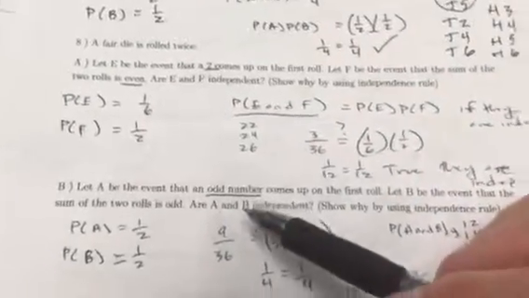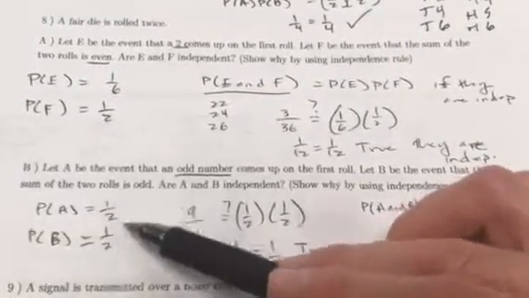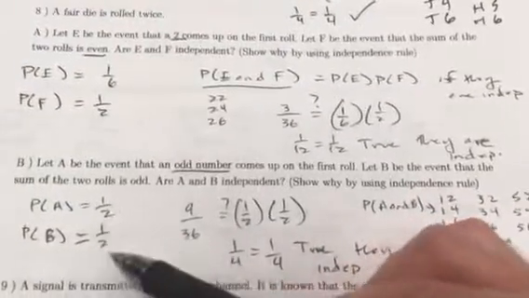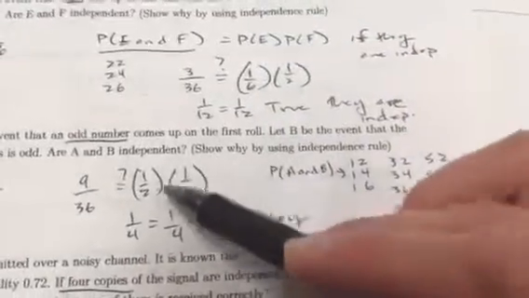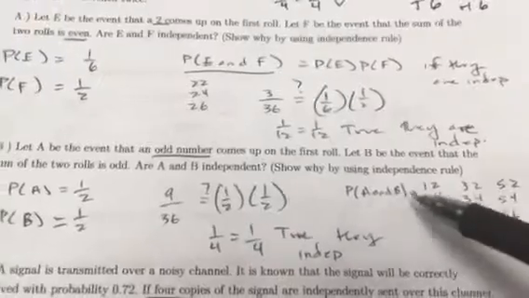All right, this one right here. Let A be the event that an odd number comes up on the first roll. Probability of A is a half. Let B be the event that the sum of the 2 rolls is odd. Probability of B is a half. So probability of A times probability of B is a fourth. So what's the probability that both these two things happen, A and B?